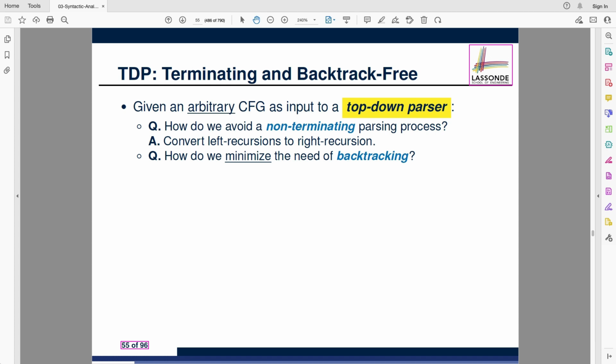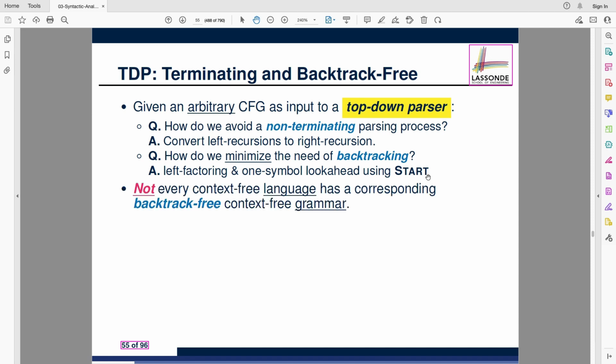That's basically what we have talked about in the last few lectures. There are two things. Let me just review them right away. You may have to do some left factoring for sure, and also the main thing is having that one-symbol lookahead. That means you want to calculate the start set. So these are the two things.